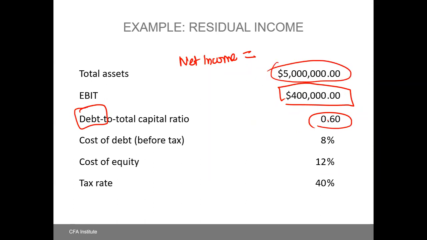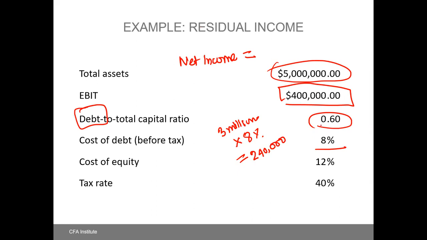So out of 5 million, if we use the 60% as debt, our debt is 3 million, right? So for 3 million, we have cost of debt. How much? 8%. So take the 8% of 3 million. How much is it? Is it 240,000? It is 240,000, right?